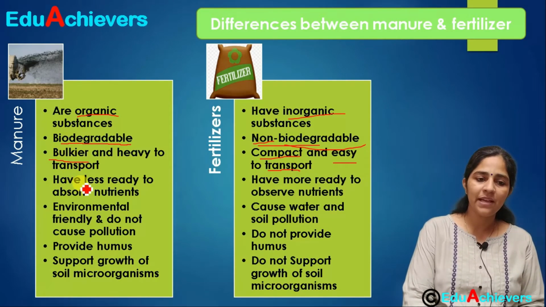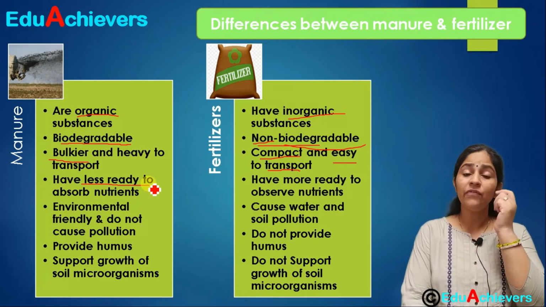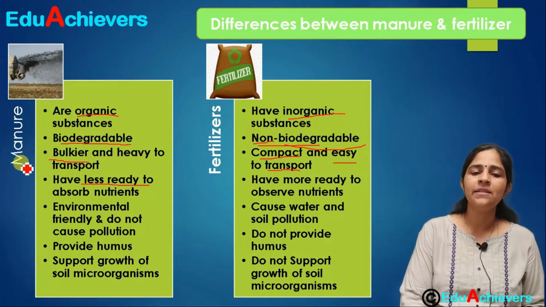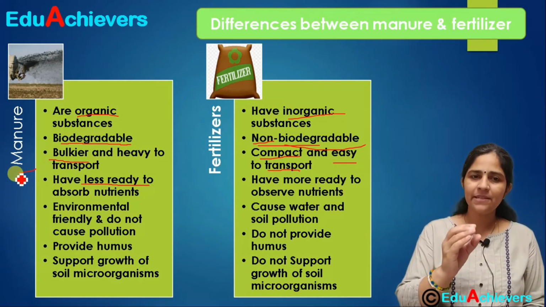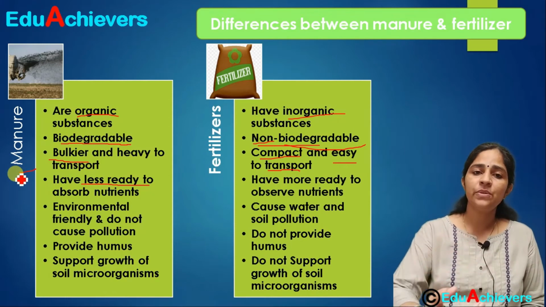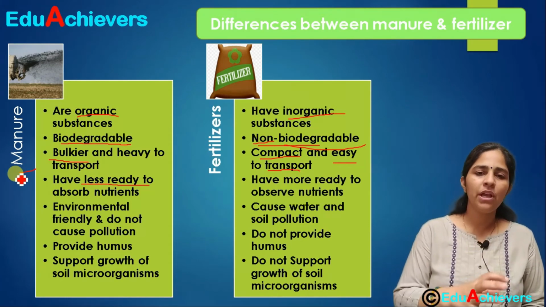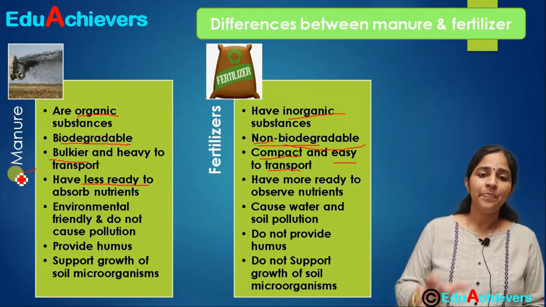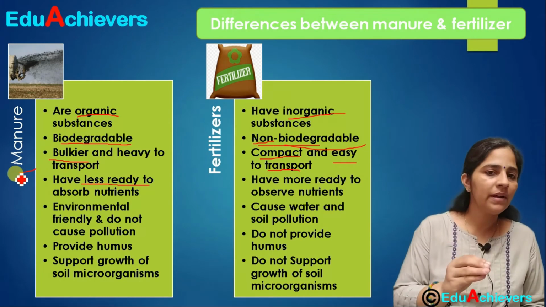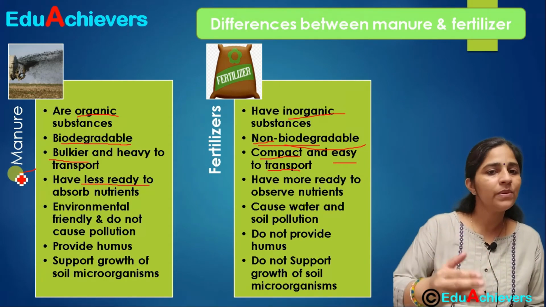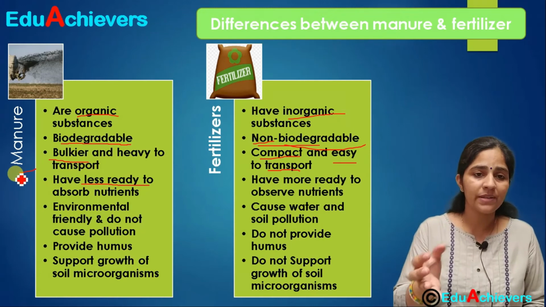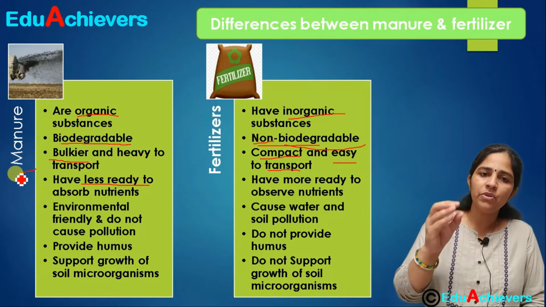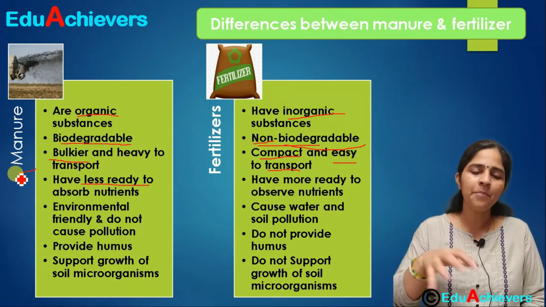Correct. Next thing is the nutrient content. Here we have to understand why the farmers supply fertilizers to the crop. The more important thing with manure is that it has less ready-to-absorb nutrients at a time. That means manure cannot provide so many nutrients to the whole crop, because the microorganisms are working to break down or decompose that matter into nutrients. So it will take time. Slowly, some amount of nutrients keeps getting released into the soil.